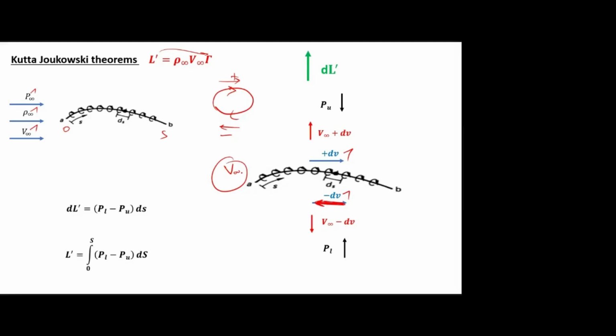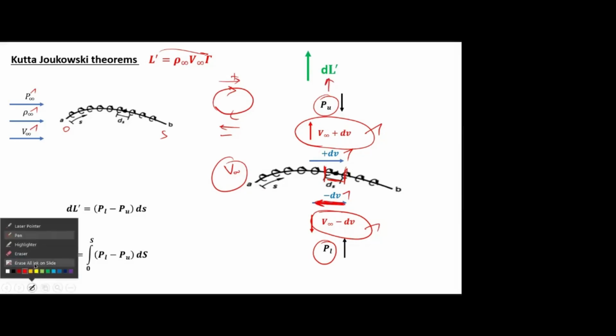So free stream is V infinity, the vortex-induced velocity is dV, then the overall velocity on the upper surface is V infinity plus dV, and the overall velocity on the lower surface is V infinity minus dV. Assume I am finding this in a small region ds, that's why I have taken the small dV. So on this ds, velocity is higher on the upper surface and lower on the lower surface. Where velocity is high, the pressure will be less. Here velocity is less, so pressure will be high. So I am getting the pressure difference PL minus PU. Because of the pressure difference, I am getting this lift.